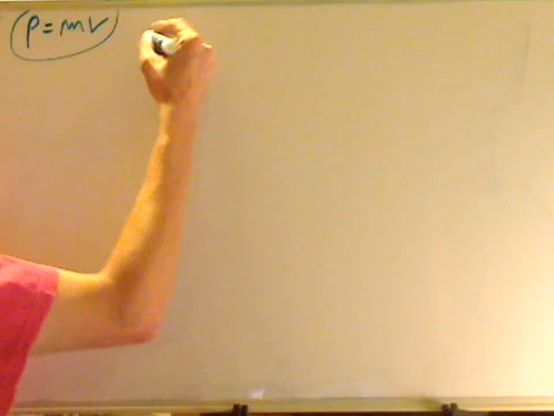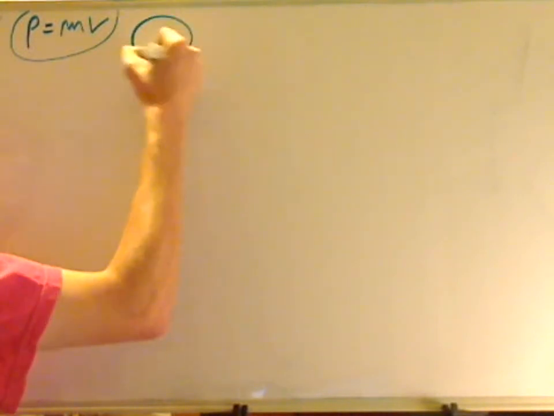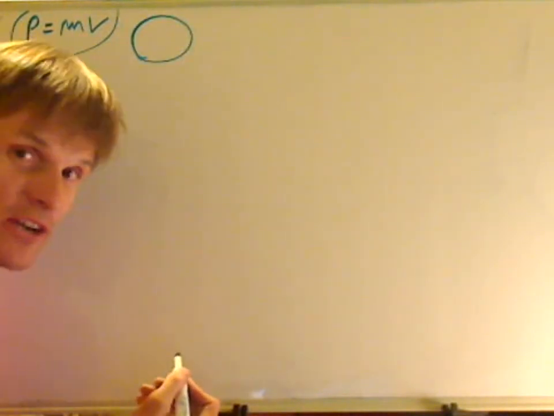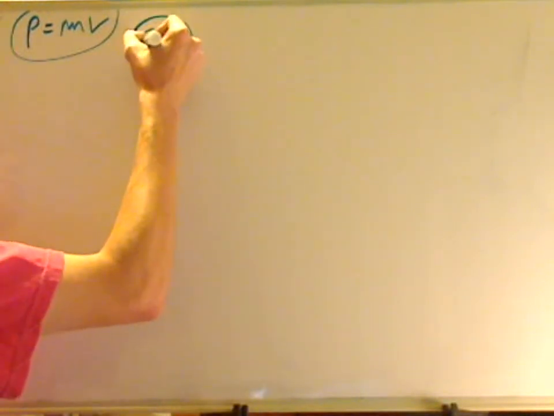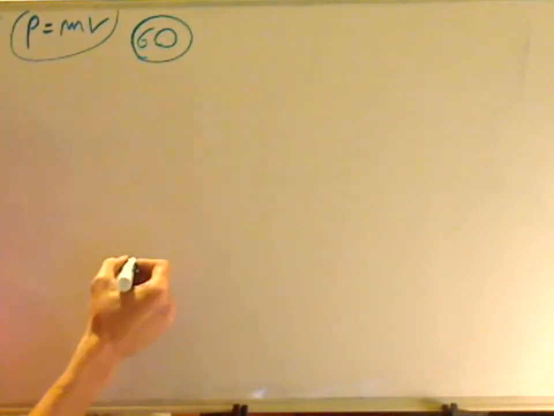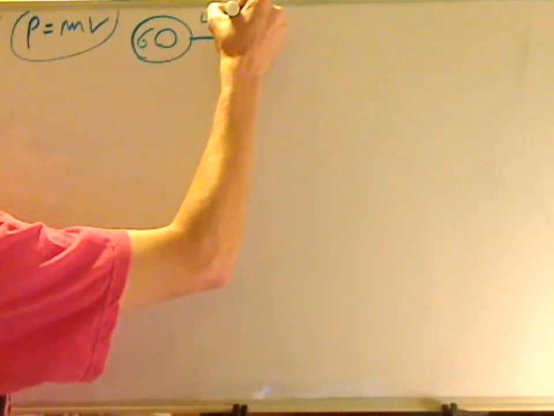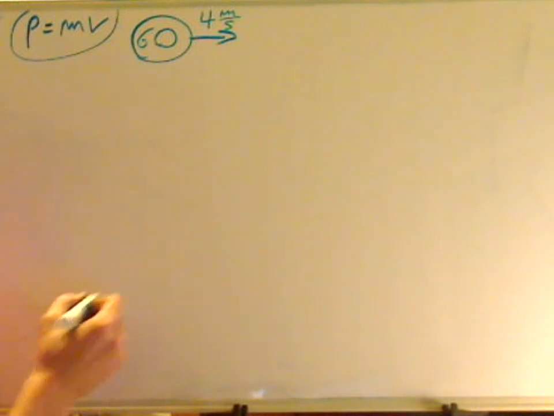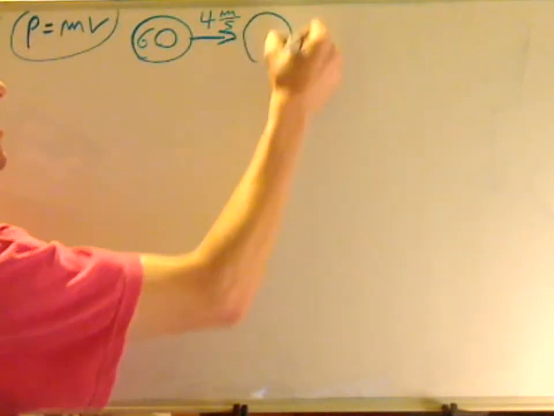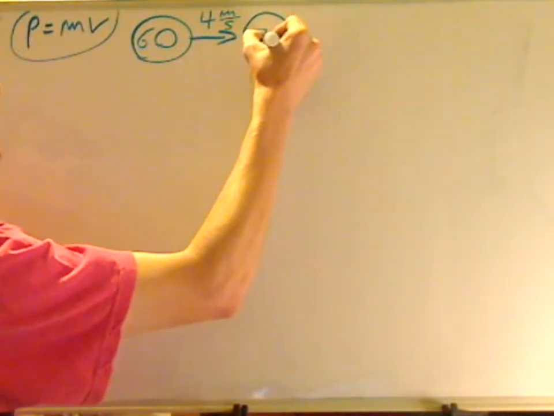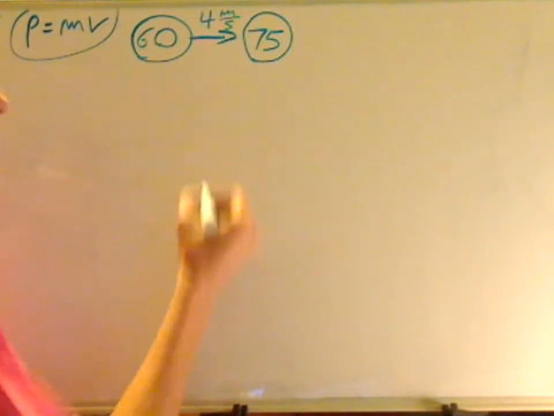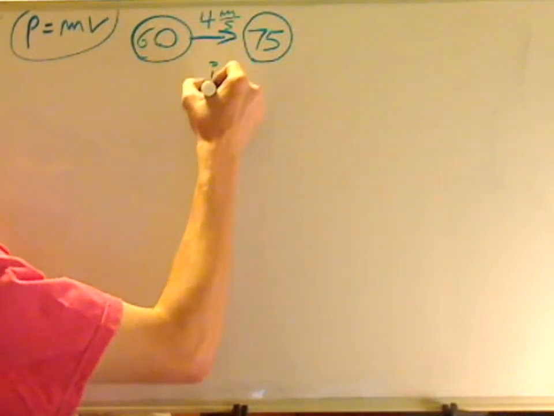So here's our initial situation. I'm just going to draw our skaters as circular, just because it's easier. We have our 60 kilogram skater, who's going at 4 meters per second, jumps into the arms of our stationary 75 kilogram skater. And so that's our initial situation here.